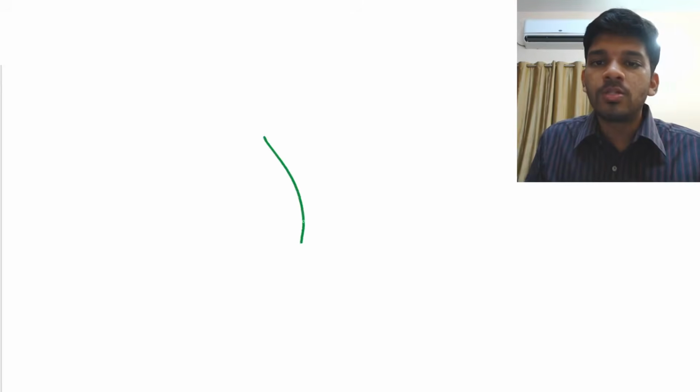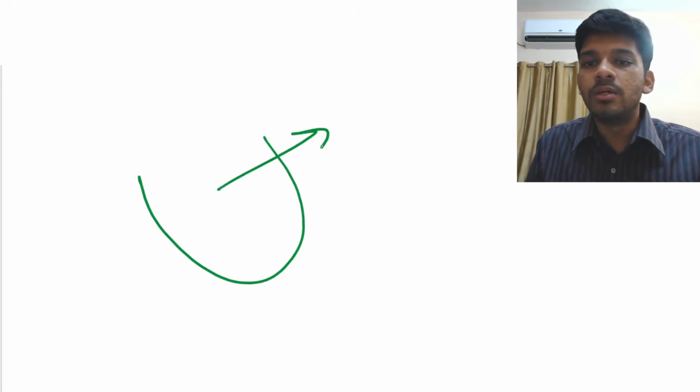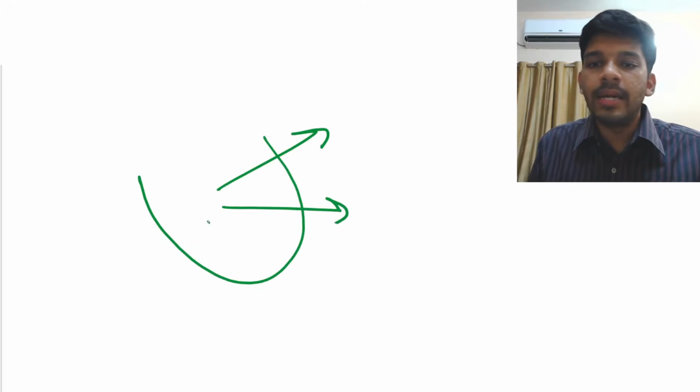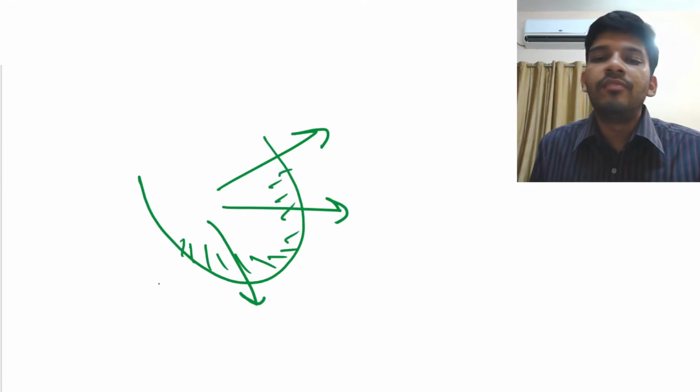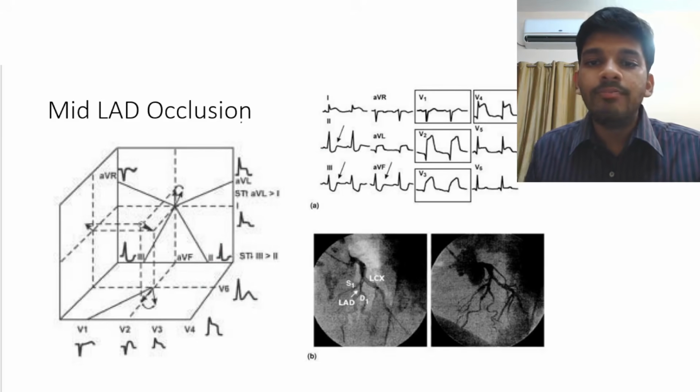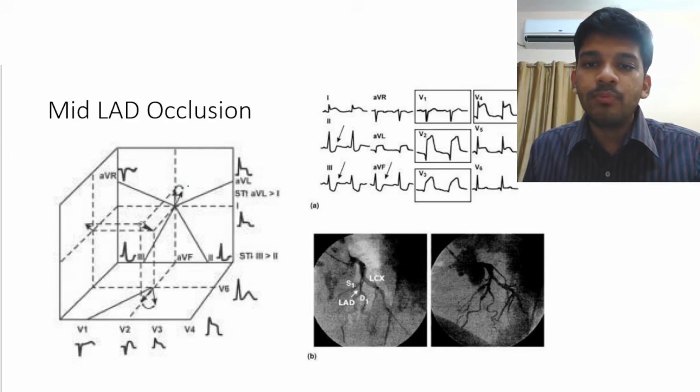So this was your proximal occlusion where the injury vector was here. In mid it will come like this, and in distal it will come like this, because in the distal more inferior part of the left ventricle is involved. So now look at mid LAD occlusions. The vector here is directed upwards, slightly more towards the left. The same is what you see in the horizontal plane.